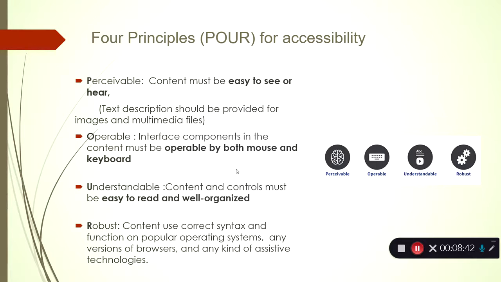Robust means the developer should use correct syntax, and they have to always care about the functionality of the website on different kinds of operating systems and different kinds of browsers, and with any assistive technology. If a user is going to use a screen reader, how does the website get along with those kinds of assistive technologies? Considering those criteria is called the robust principle for accessibility.